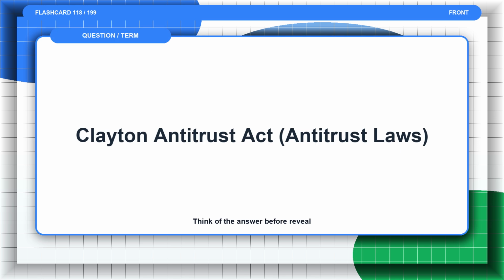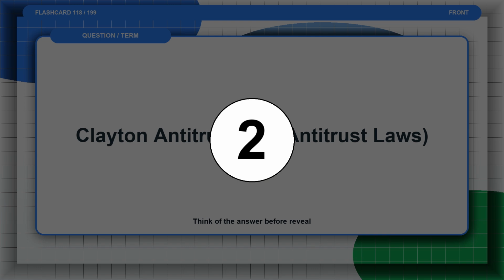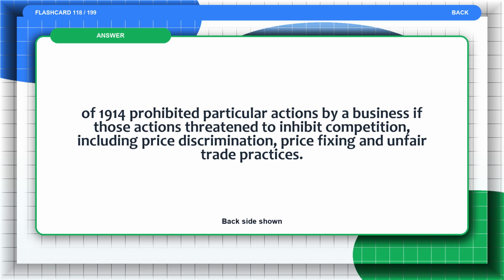Flashcard 118. Clayton Antitrust Act, Antitrust Laws. Pause and think of the answer before the reveal. The answer: the act of 1914 prohibited particular actions by a business if those actions threaten to inhibit competition, including price discrimination, price fixing, and unfair trade practices.